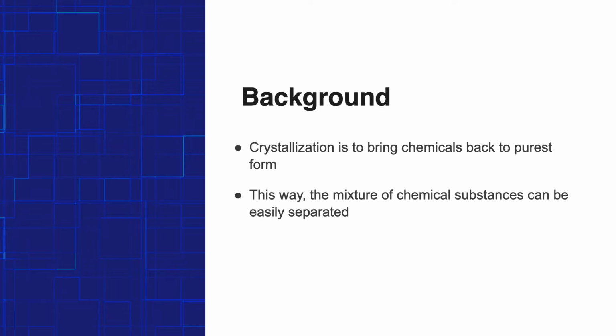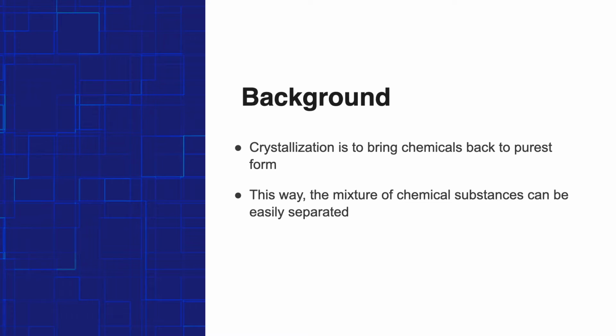This is when scientists use the process of recrystallization. Recrystallization is to bring the chemicals back to their purest form. This way, the mixture of chemical substances can be easily separated and removed.